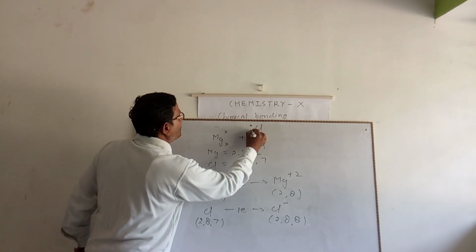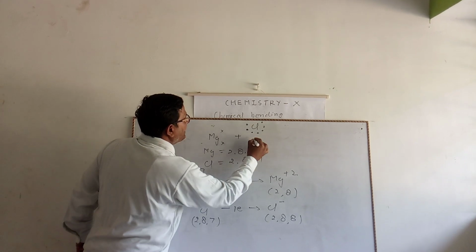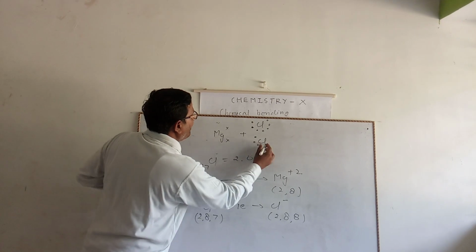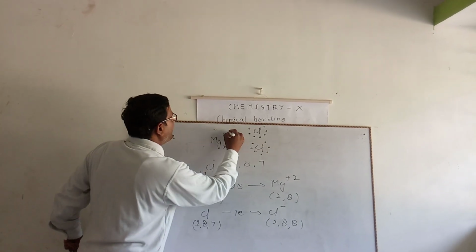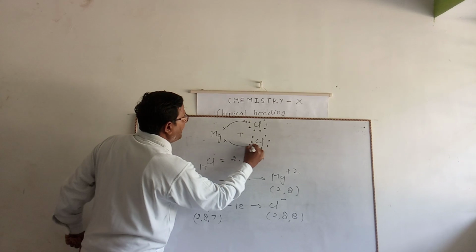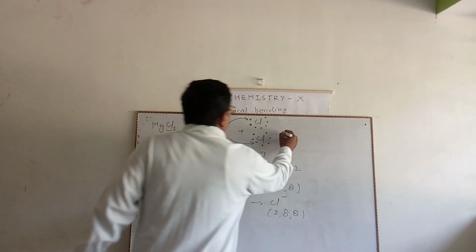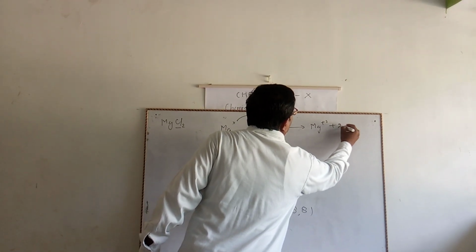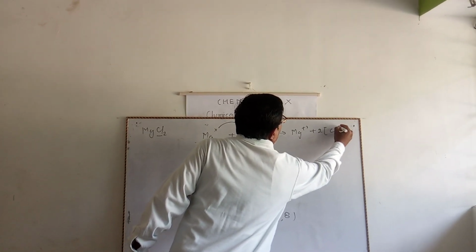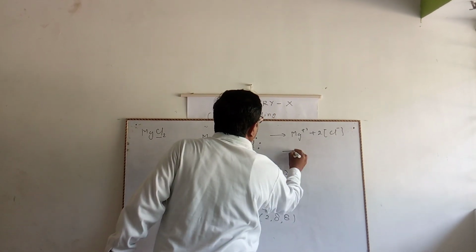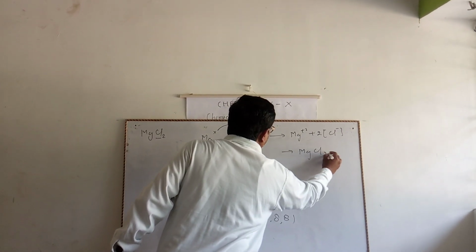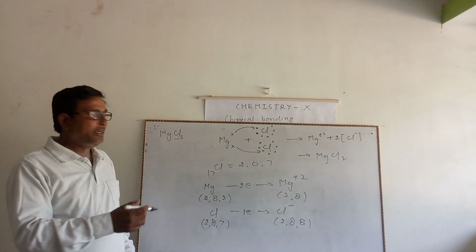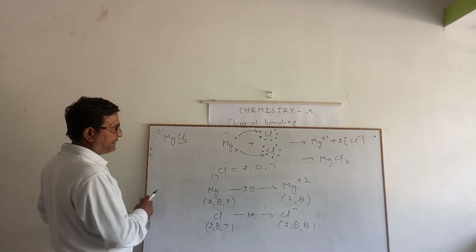1, 2, 3, 4, 5, 6, 7. Similarly 1, 2, 3, 4, 5, 6, 7. Magnesium loses its electrons, and then it forms the magnesium ion Mg 2+ and 2 Cl minus. It means magnesium chloride is formed. Similarly, you can show the formation of calcium chloride, calcium oxide, and magnesium oxide.